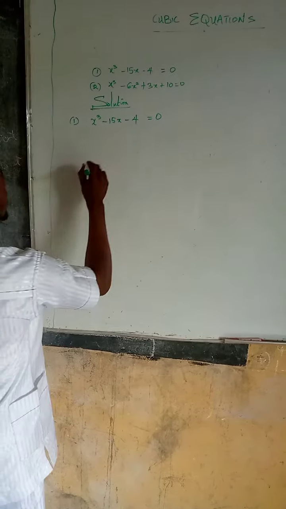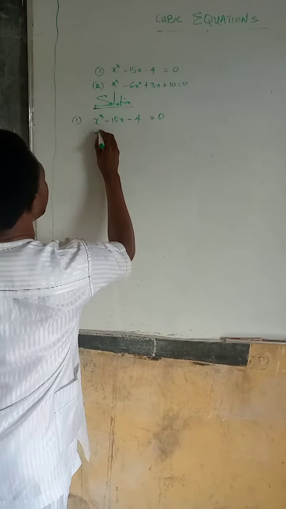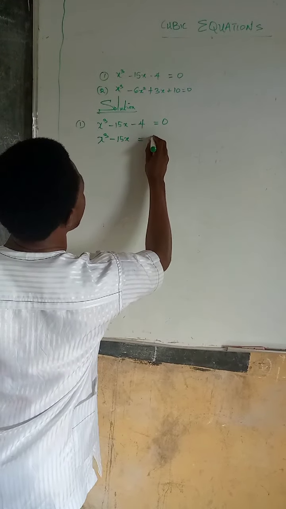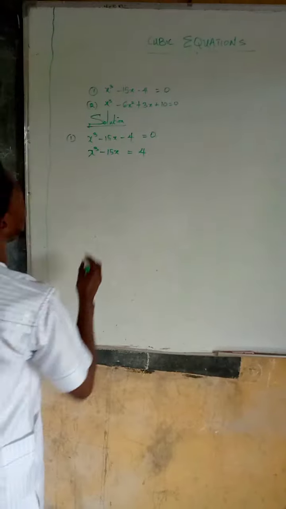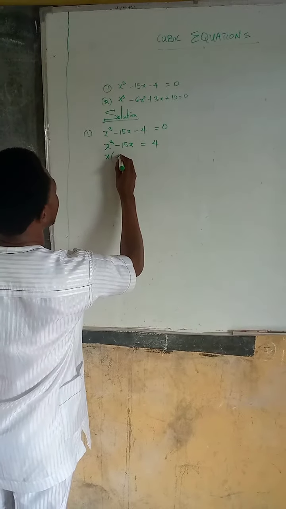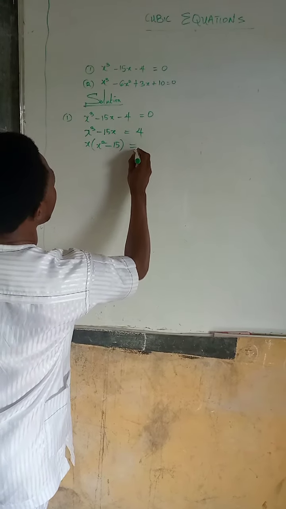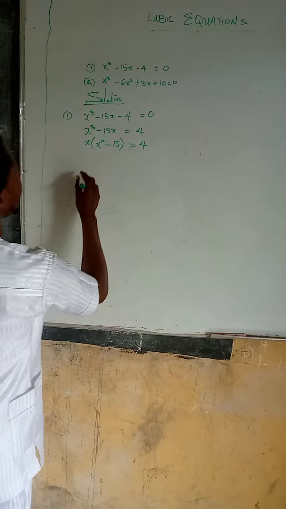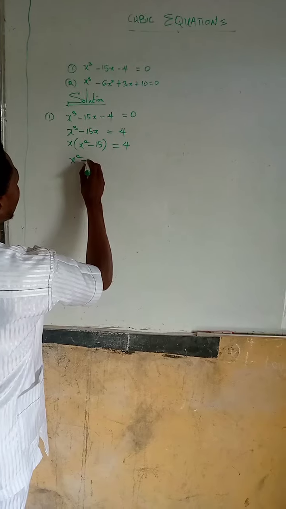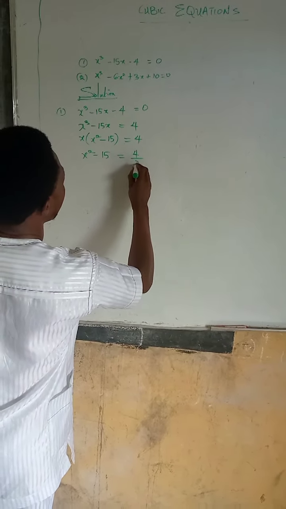Now we want to solve this. Let's look at this. We can take this one to the other side. We have x cubed minus 15x equals 4. Now we factor out x. We have x into x squared minus 15 equals 4. Now divide through by x. So we have x squared minus 15 equals 4 all over x.